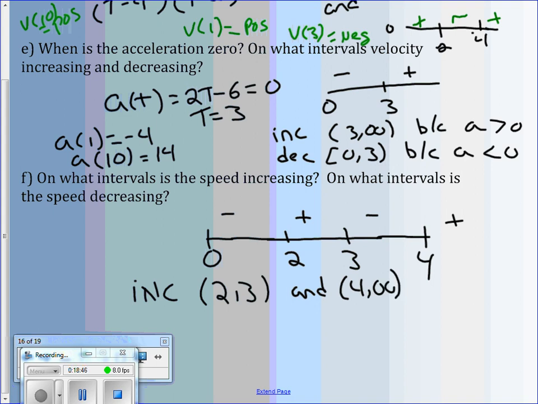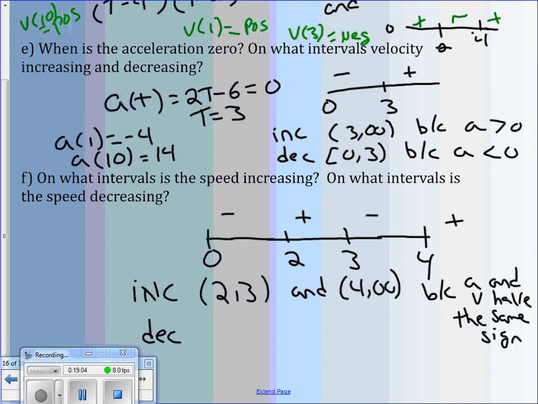Yeah, I had to make a combined number line because acceleration and velocity have the same sign. And when is the speed decreasing? On the interval from 0 to 2, and 3 to 4, because the acceleration and velocity have opposite signs.